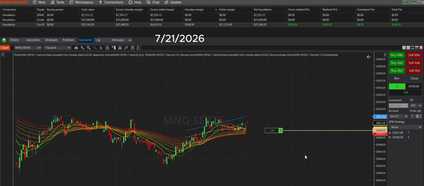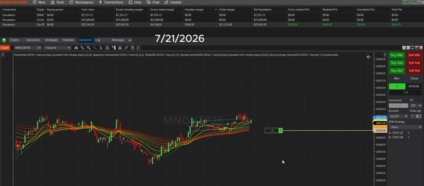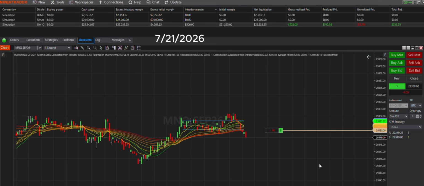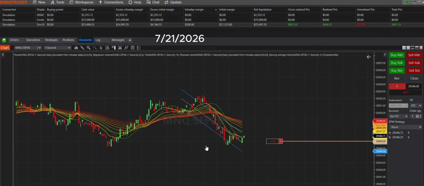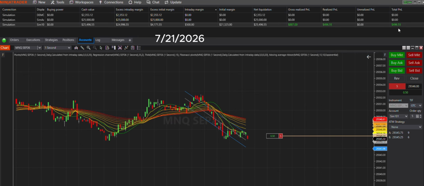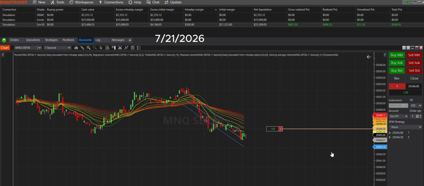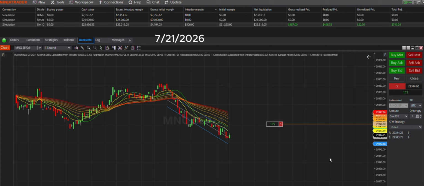Order filled. I think that took place. I think the red line is below all the rest of the lines. Order filled. Okay, that took another reverse. So far I'm down, I think, 50. Let's let it run. Let's see how this works out.